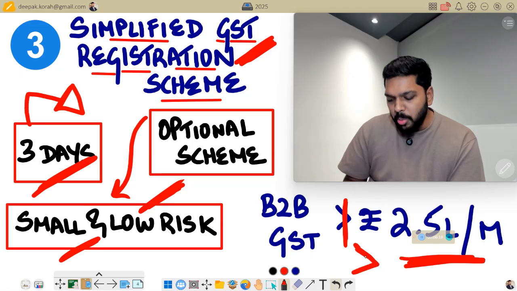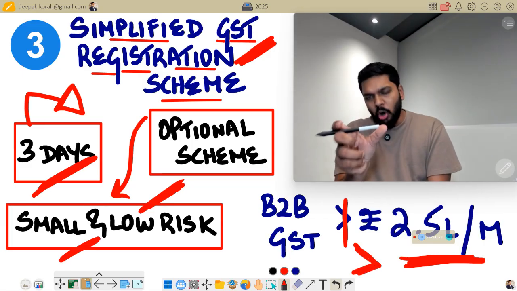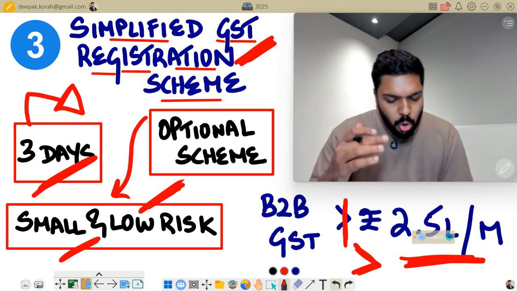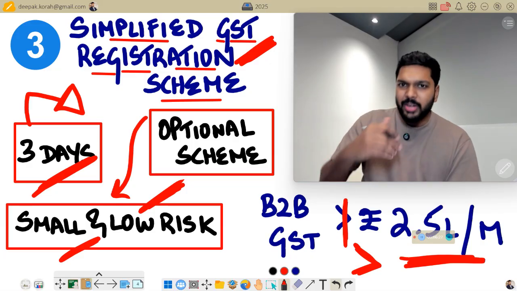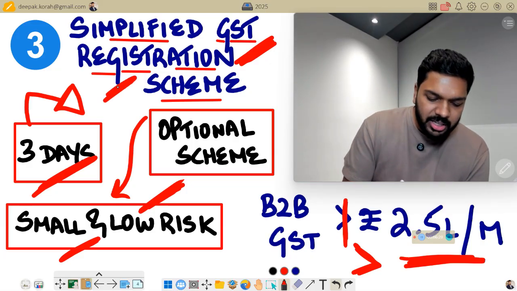If it is more than 2.5 lakhs a particular month, the GST amount on B2B sales, then you cannot go for the optional scheme. You need to go for the normal registration scheme. Otherwise, you can opt for the simplified GST registration scheme.